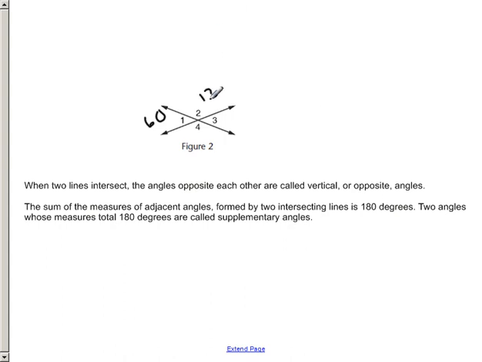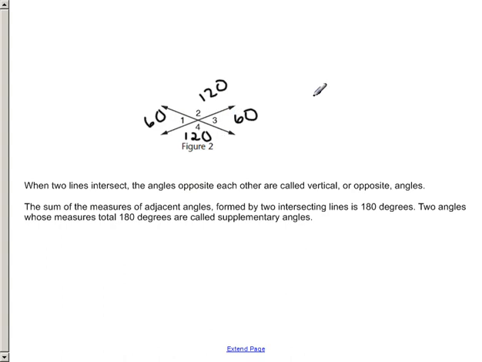and I'll get 120. Now remember I said vertical or opposite angles have the same measure. So if angle 2 is 120 degrees, then angle 4 is 120 degrees. And angles 1 and 3 are opposite or vertical angles, so their measurements will be the same. Angle 1 is 60 degrees, so angle 3 is 60 degrees. So in this drawing, if I have the measure of one angle, I can figure out all of the other angle measurements.